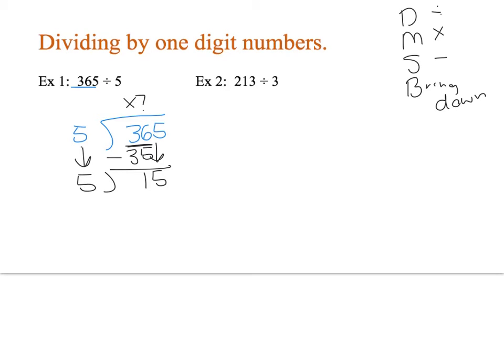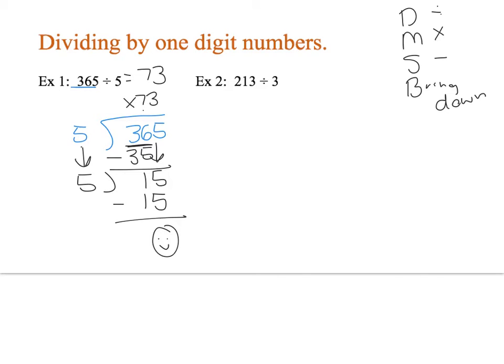5 into 15 fits in 3 times. Step 2, multiply. 3 times 5 is 15. The next step tells us to subtract. 15 minus 15 is 0. And we have no numbers left to bring down, so we're happy, we're finished, and our answer to this problem is 73.